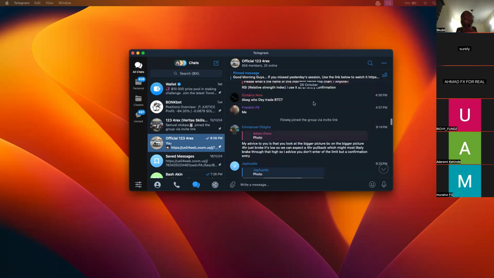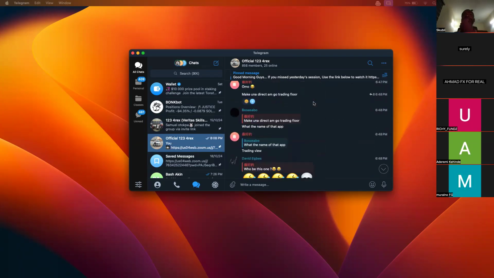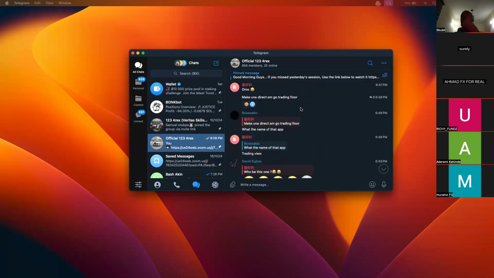I think that was on Tuesday because I'm not sure I traded on Monday. There were some trades on Monday, but I didn't actually trade. Oh shit, what was this? Why is it not loading?